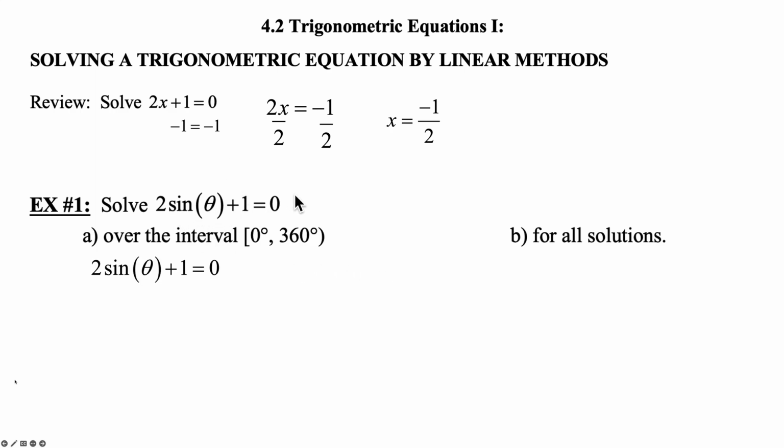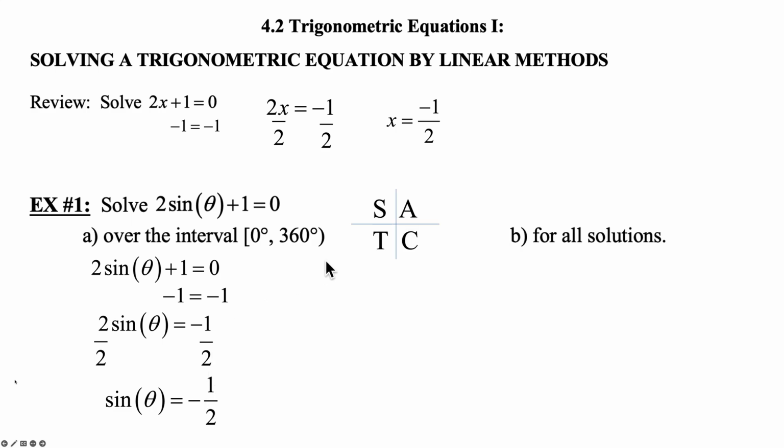Same step, subtract over the 1, divide over the 2. Now, sine theta is equal to a negative 1 half, so I'm thinking, okay, that's going to be in quadrant 3 and quadrant 4. So I get my All Students Take Calculus. There's where I need to think about my angles. I need a 30-degree reference angle in quadrant 3 and a 30-degree reference angle here.